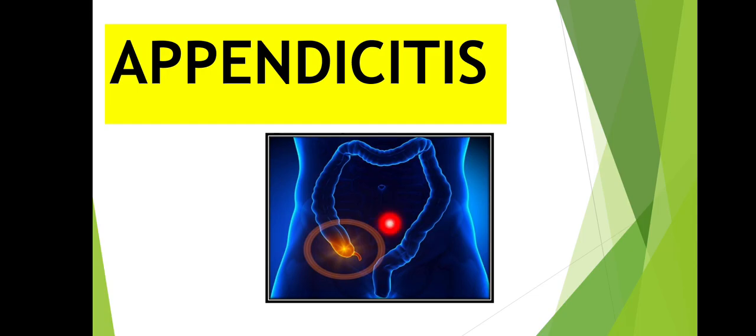As you can look at this image here, this is the GIT, the gastrointestinal tract. We're looking at the large intestine. Then at the end of this large intestine, that's where we have this small organ here we are calling the appendix. So when this appendix gets inflamed for a number of reasons, that's what we call appendicitis. So appendicitis is a surgical condition that involves the inflammation of the appendix.